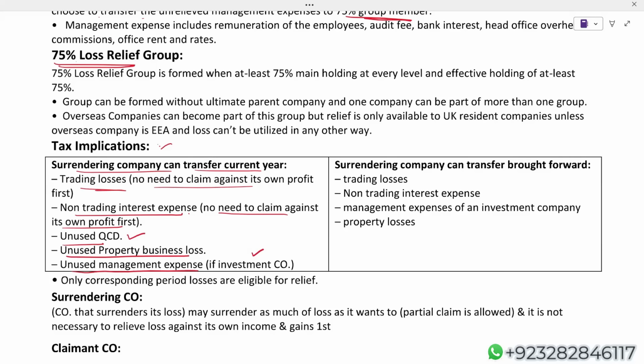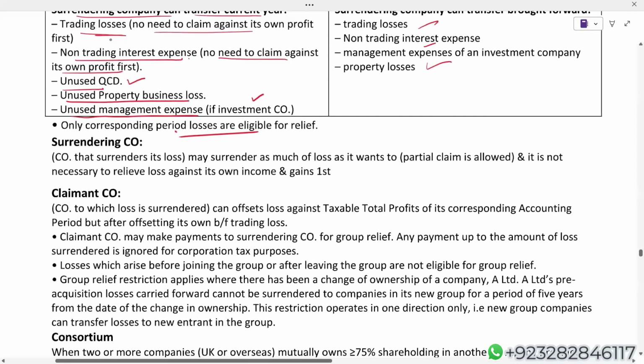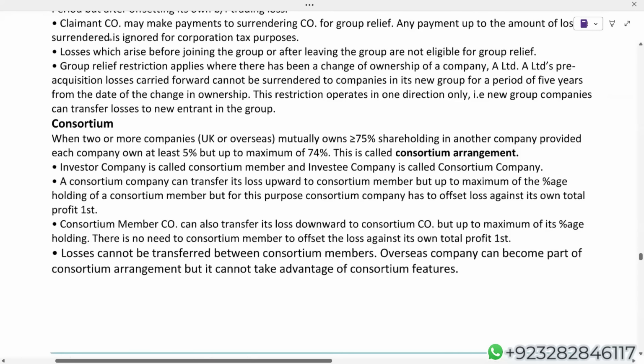The surrendering company can transfer brought forward trading loss, non-trading interest expense, and management expenses. Only corresponding period losses are eligible for relief. Corresponding period means matching period. Claimant company: logically, the claimant company is going to utilize first its own brought forward trading losses against its total profit. After that, it will accept losses from the surrendering company on the basis of the common period. Consortium.